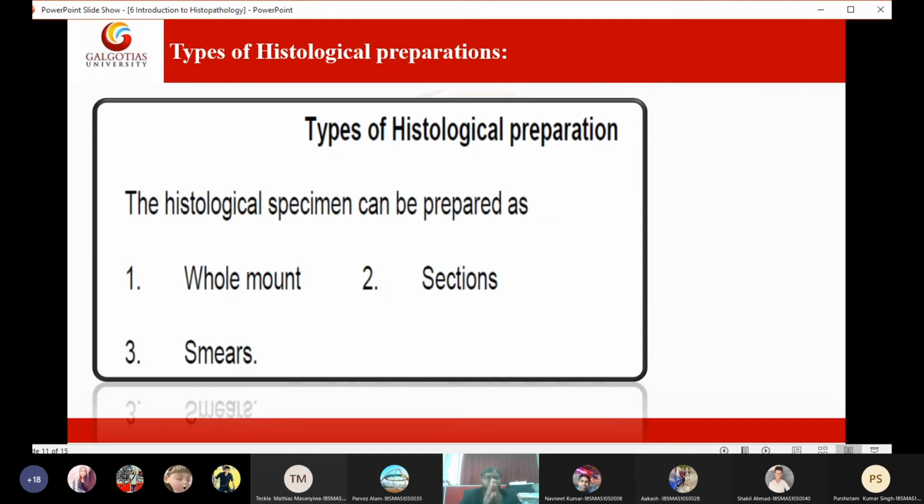With this whole mount you can go for the grossing examination. Grossing means generally the physical appearance or measurements of the organ or tissue which we are receiving from the hospital. After that, from the whole mount we have several steps. After those several steps you get the section, so section cutting on the slide.